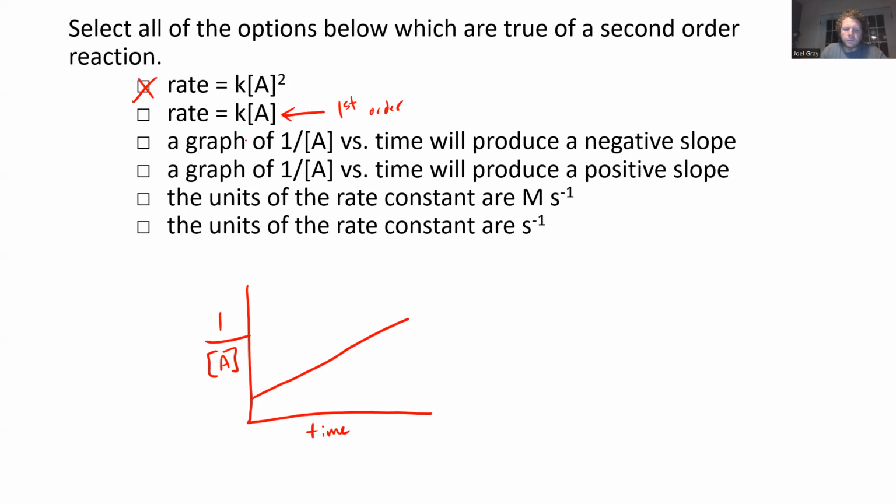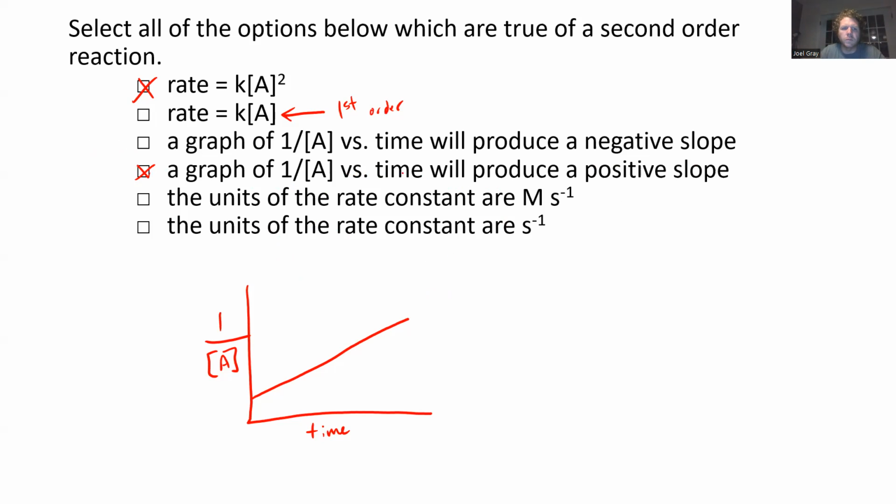Okay, now the second grouping: a graph of 1 over concentration of your reactant A versus time will produce a negative slope, versus 1 over the concentration of A versus time will produce a positive slope. I kind of use that as my starting point. And so this graph that I've shown below is a positive slope, so I'm going to mark that right there. Okay, now if you look at these two answer options, they're kind of paired up with one another, just as the first two were paired up with one another. It was this or this.